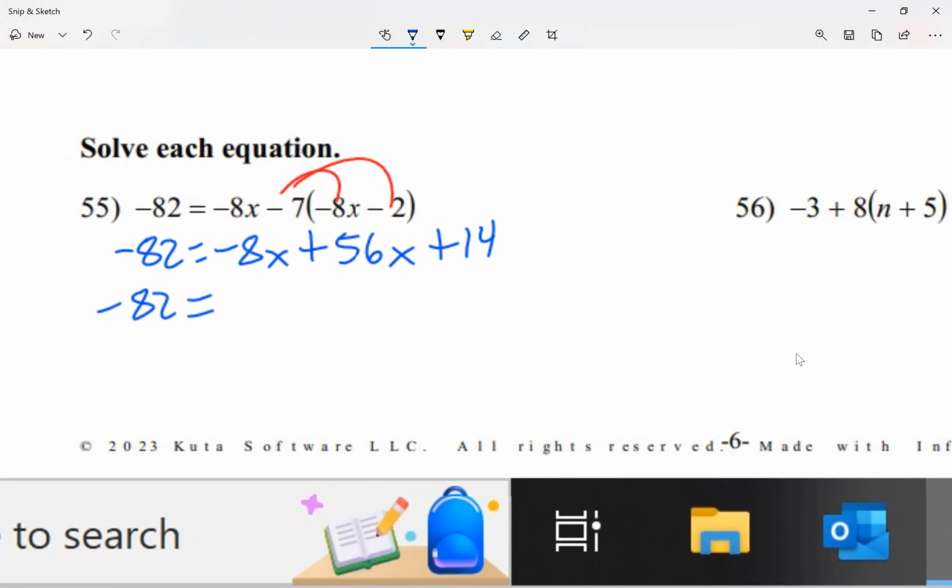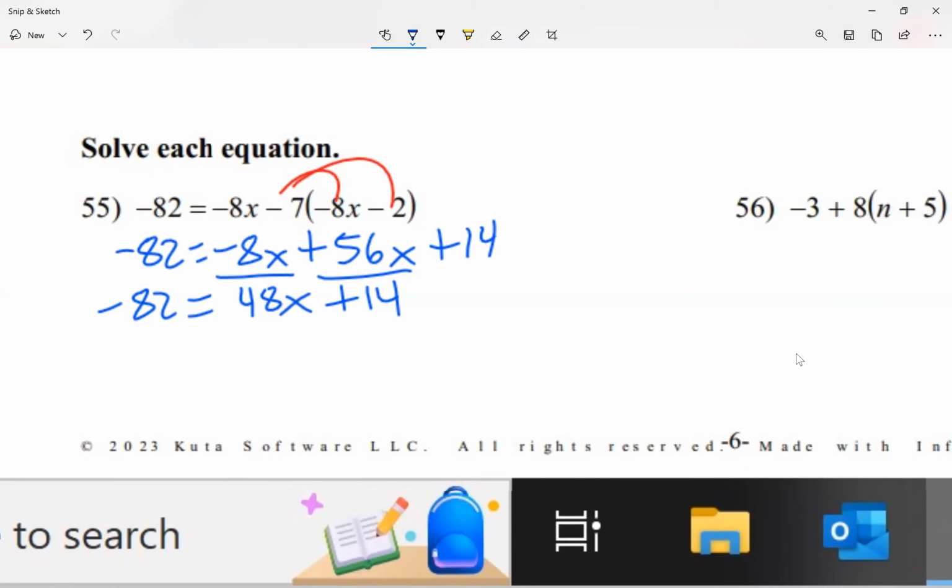On the right side, let me combine my like terms. -8x, positive 56x. When the signs are different, let me subtract them. So 56 minus 8 is 48x. And let me keep the sign of the larger one. So 48x, positive 48x, plus 14. So I just combined my like terms.